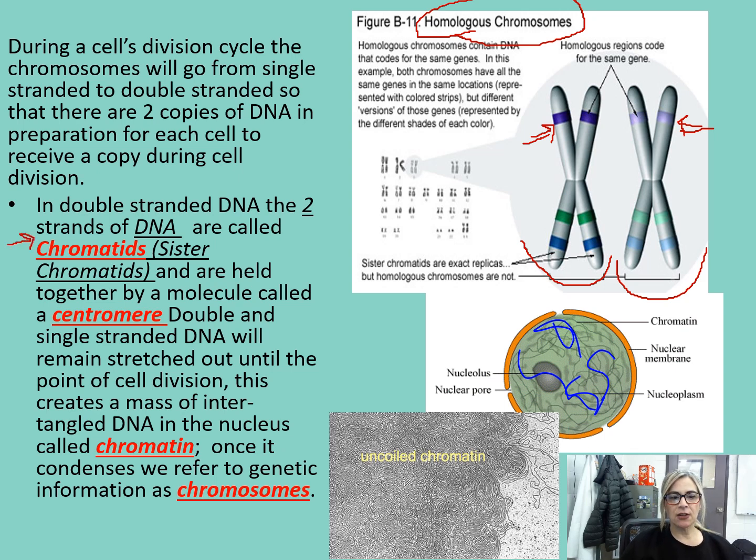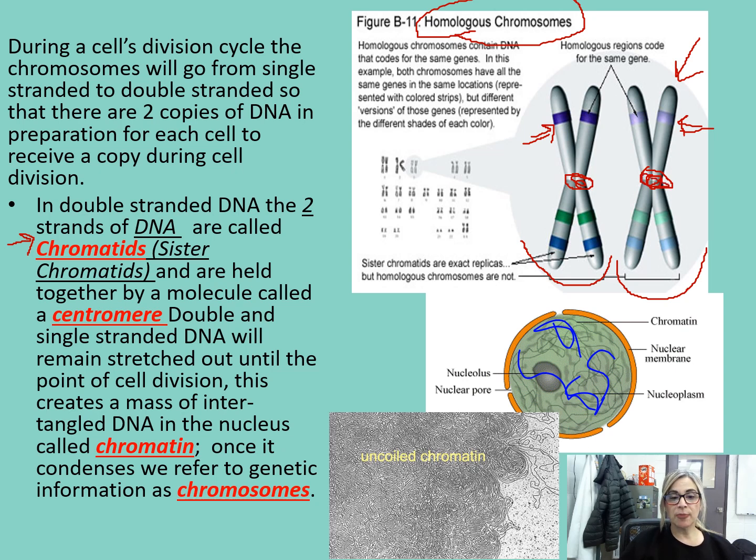So just another bit of terminology here. Chromatids are the single halves, okay? So we can see here that these are both double-stranded chromosomes, right? And so when we talk about a chromatid, that would be one of these arms on the chromosome, okay? As we already said, the centromere is that protein in the middle that holds those chromatids together, okay?